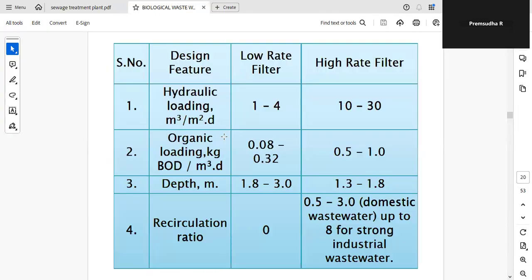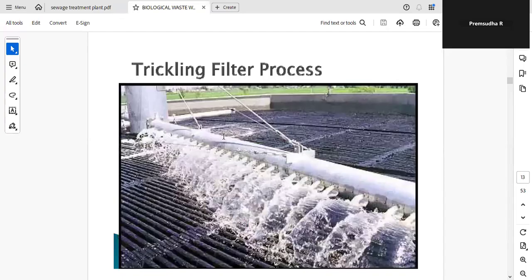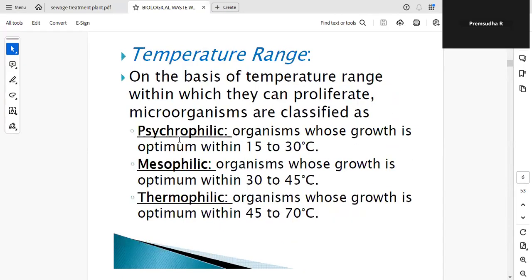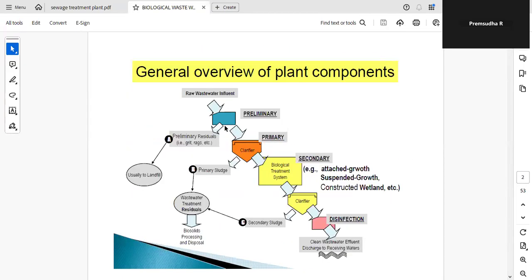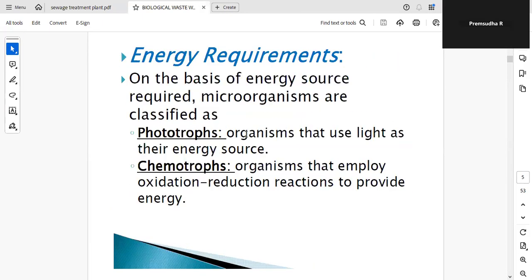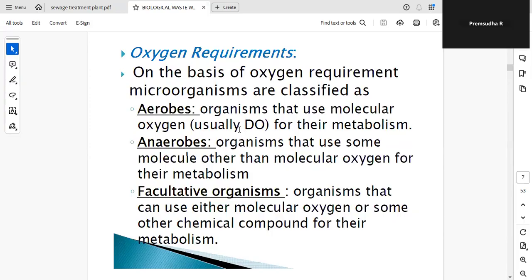Okay, let me stop here. Next class we will see the phenomena elaborately. I only gave an introduction. Next class I will show the detail. We'll see activated sludge and trickling filter.